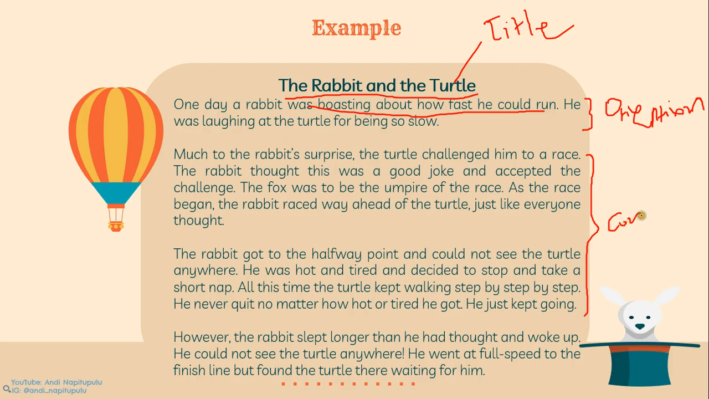Complication, right? Complication here means the problem, what's happening in the story. So remember, complication is about the problem. And after you put the complication, don't forget to write about your resolution. Resolution here means how the story solves the problem. Okay? Let's take a look.